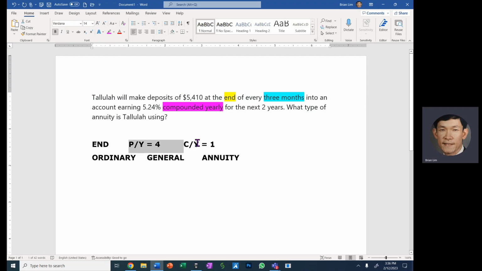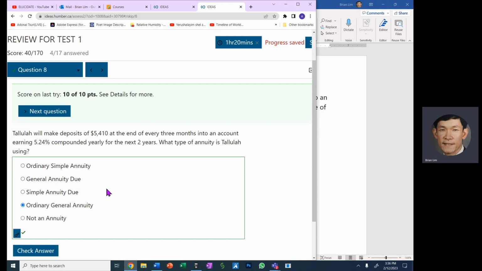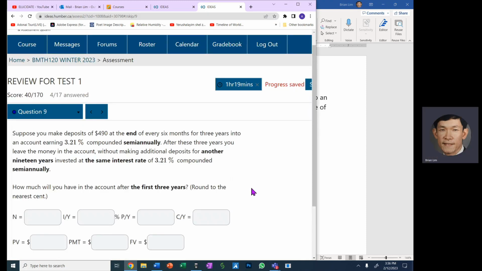And because PY is not equal to CY, it's a general. It's an ordinary general annuity. So we go back and then we make our selection, ordinary general annuity. We check the answer. The answer is correct, and we got the 10 points. Okay, so let's go to the next question.